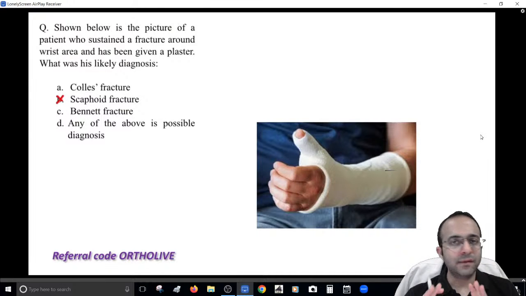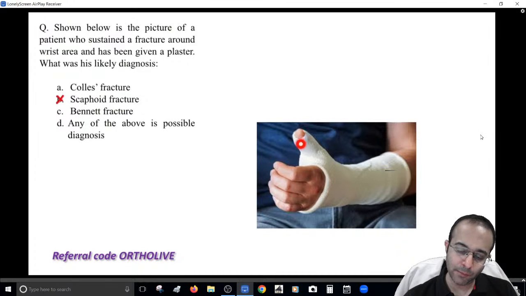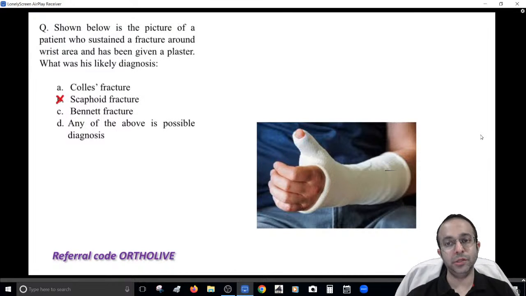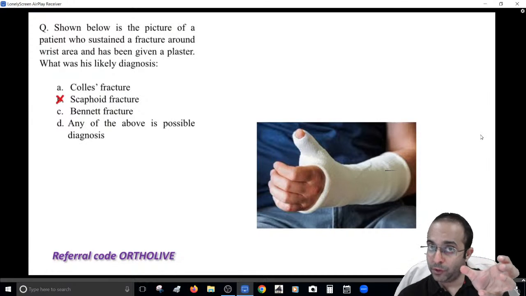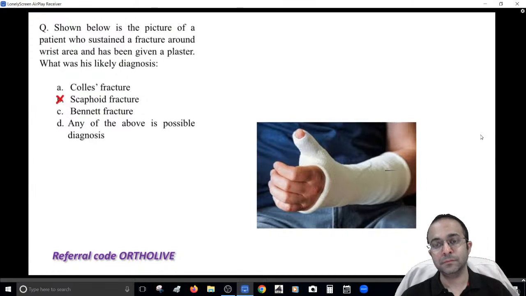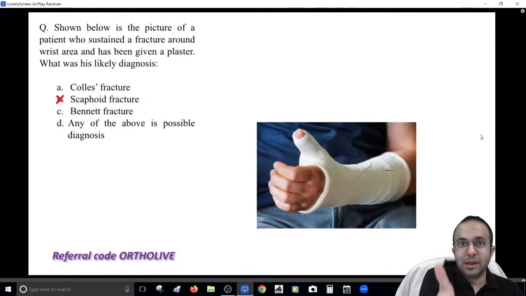If it is a scaphoid cast and you want to hold a glass, the thumb has to be free. The thumb interphalangeal joint has to be free. Only if the thumb interphalangeal joint is free would you be able to hold a glass. You want this person to hold a glass, the thumb is not free. So difficult to hold a glass. So please.